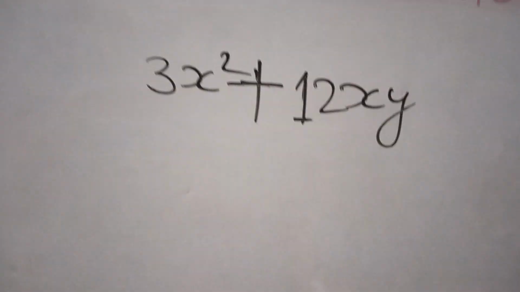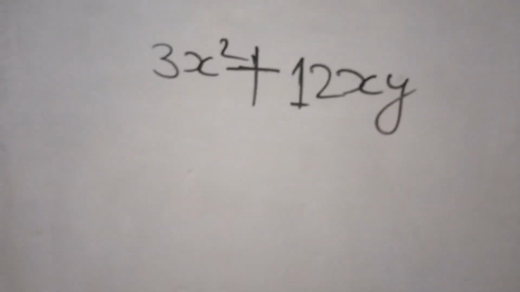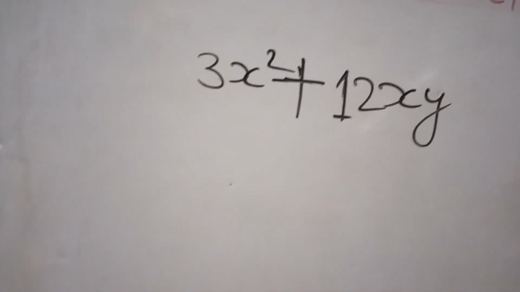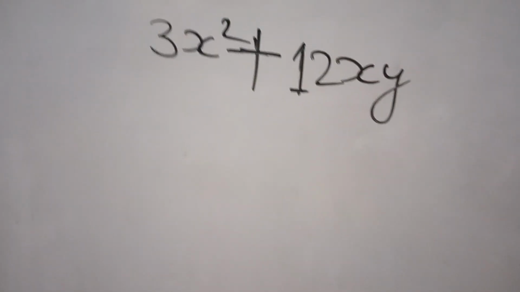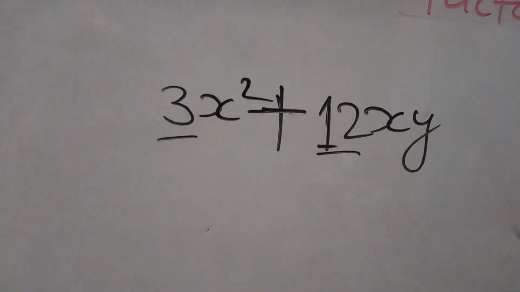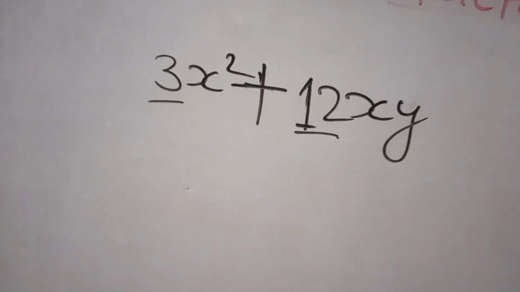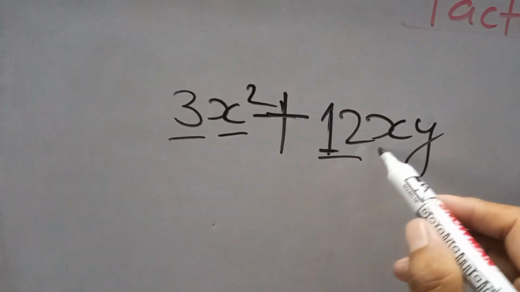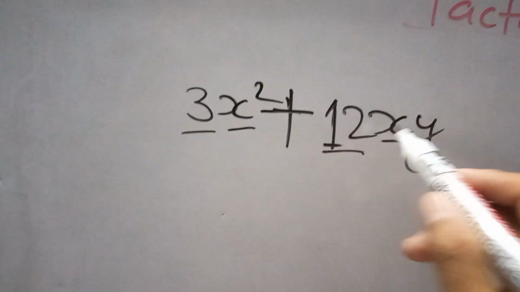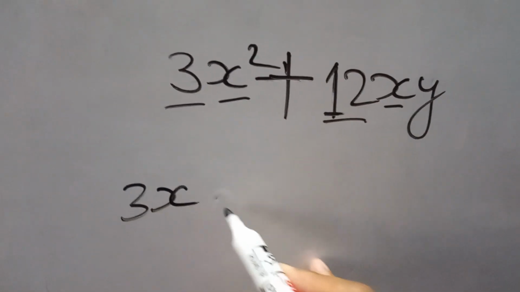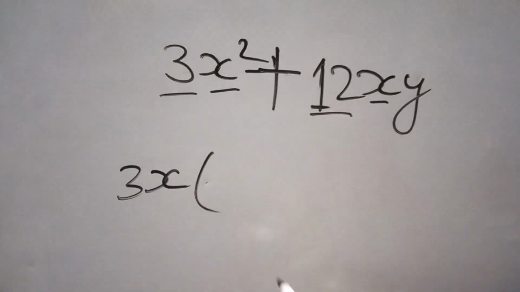So here is 3x square plus 12xy. In order to factorize this, our first task is to look for any common factor. As you see, you have 3 and 12, the numbers which we call coefficients. You have x square and x in the second term. This means 3x is a common factor.